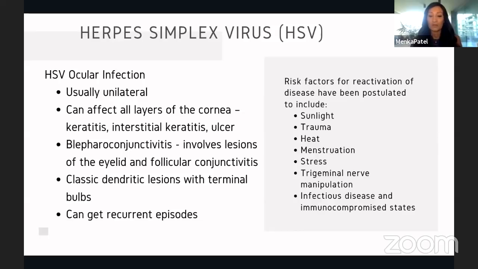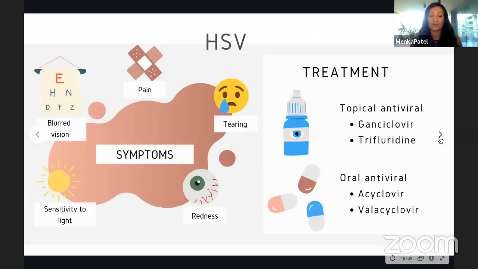So a couple of things that have been stipulated are sunlight. Sometimes sunlight exposure can cause the patient to develop a herpes simplex infection. Trauma to the eye or surgery to the eye can sometimes cause it. Heat, menstruation, stress, and trigeminal nerve manipulation can sometimes trigger it. And in patients who are immunocompromised, you may also see recurrence of the herpes simplex.